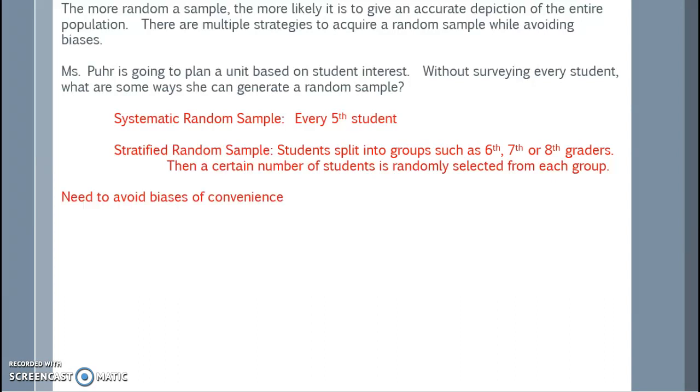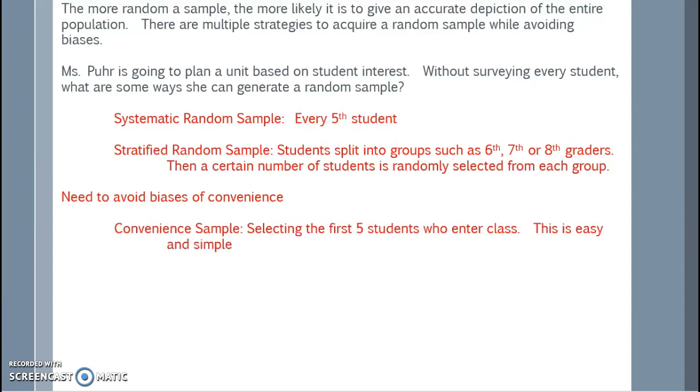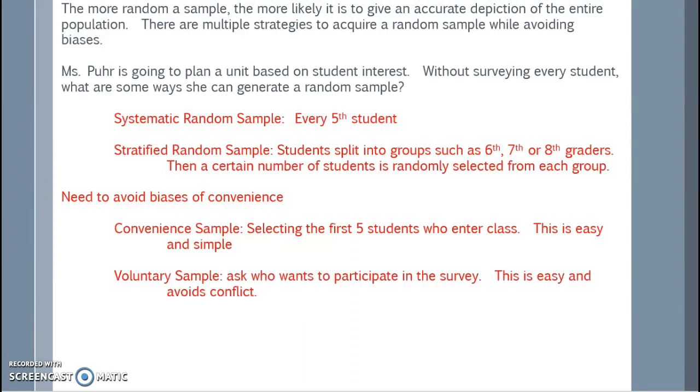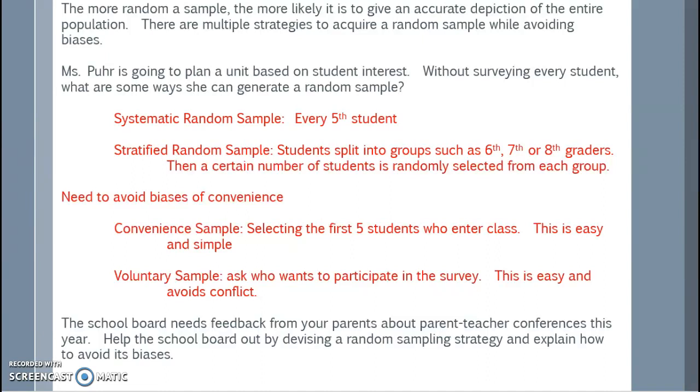We need to avoid biases of convenience. Those would be convenience samples, such as selecting the first 5 students who enter the class. Yes, this is easy and simple, but is not an accurate depiction of all the students in the class. Or a voluntary sample, such as who wants to participate in the survey. This is easy and does avoid conflict, but is an inaccurate representation of everybody.